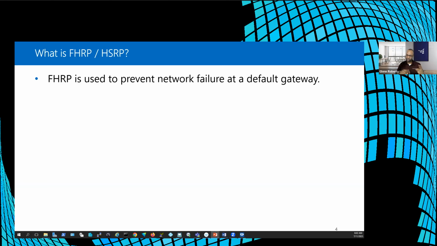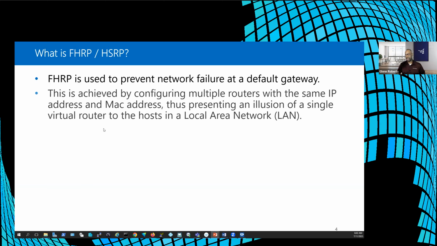But HSRP falls underneath the first hop redundancy protocol because there's some other things that can be added to it as well. FHRP is just used to prevent network failure, specifically at the default gateway that the client is going to be using. The way it works is by configuring multiple routers with a virtual IP, a single IP, and then, of course, a virtual MAC. This presents to the clients that they have a physical device, when in all actuality, they will have a virtual device, but it will be hosted by some physical devices.